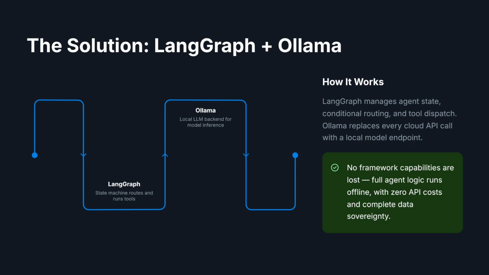So we wire LangGraph directly to Llama. Instead of passing API keys, your local models handle the routing and tool execution. And the cool part is you don't lose any framework capabilities just because you operate offline. This setup gives you full control over privacy without sacrificing agent logic.